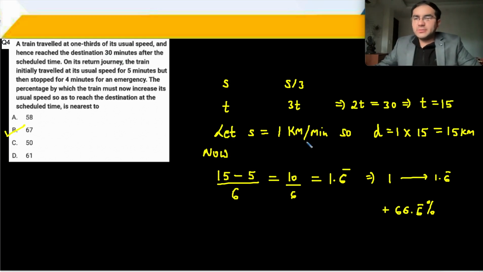Let speed be 1 kilometer per minute. For 15 minutes, it's 15 kilometers distance, where he has already traveled for 5 minutes, that's 5 kilometers. And there was a 4-minute emergency. 5 plus 4, 9 minutes are gone, but he still wants to reach in 15 minutes. That's a remaining 6 minutes travel time. So 10 upon 6, 5 upon 3. Speed is 1.6 bar kilometers per minute. From 1 to 1.6 bar is an increase of 66.6 bar %, and that is your answer.